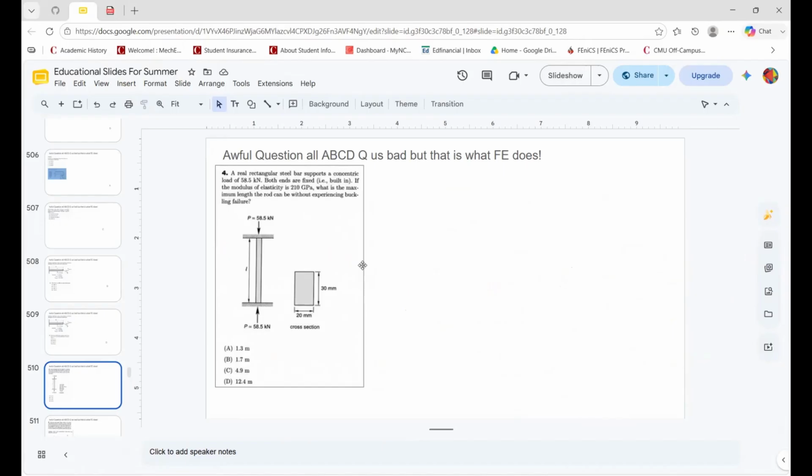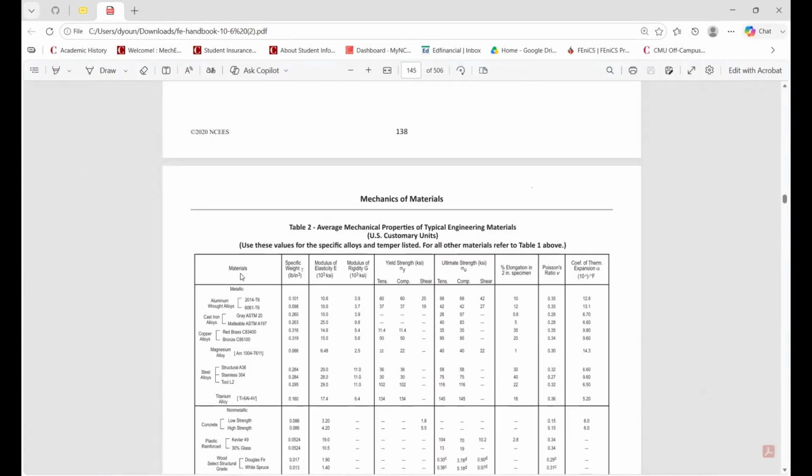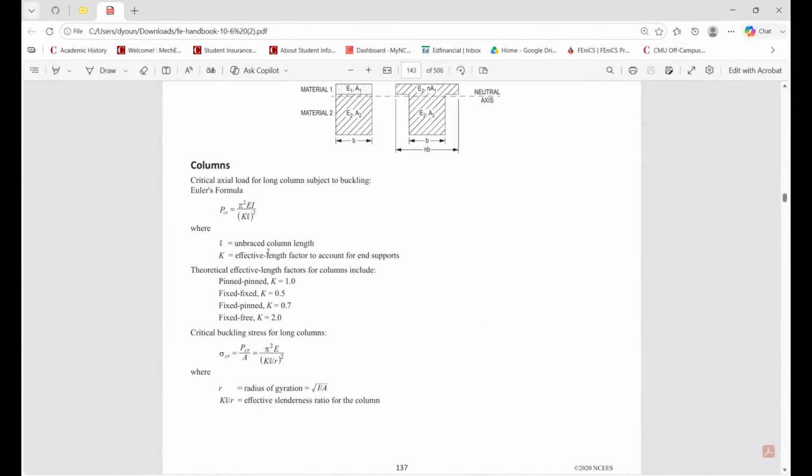All right, a rectangular steel bar supports a concentrated load of 58.5 kilonewtons. Both ends are fixed, built in. If the modulus of elasticity is 210 gigapascals, what is the maximum length of the bar that can be used without experiencing buckling? Here's the trick. I will also mention that the long side is where the bend happens. It will bend like this, as we discussed previously in the first lesson I gave you about this. So this is a buckling problem. Remember, buckling is different than what you think.